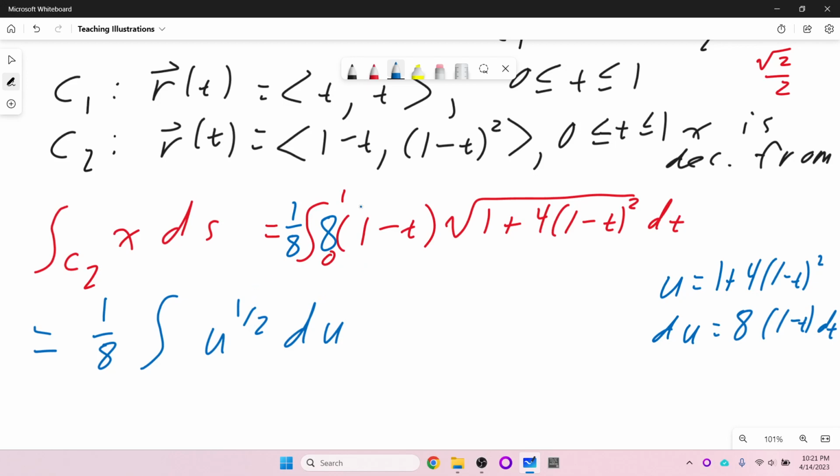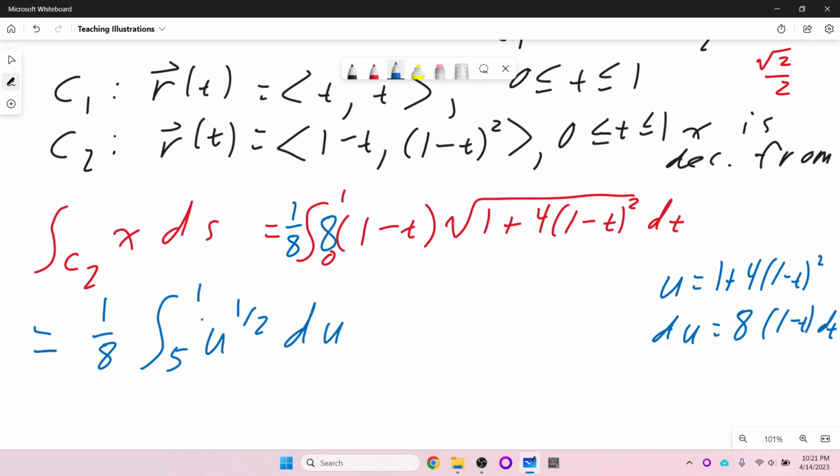What are the limits on u going to be? If t goes from 0 to 1, let's plug in 0 for t. I would get 1 plus 4 times 1 squared. If I plug in 0, I get 1 squared is 1, so it's 5. And if I plug in 1, I get 1 minus 1 is 0, so 0 plus 1 is 1.